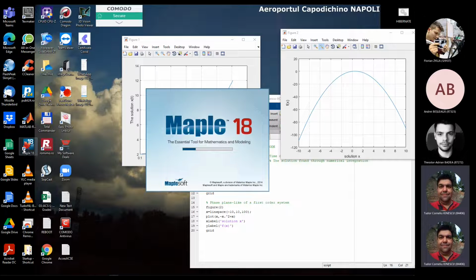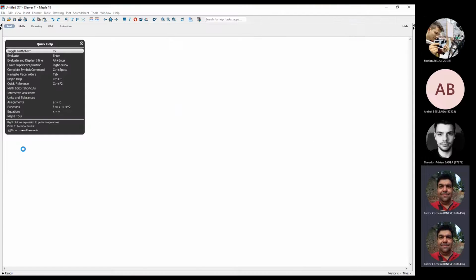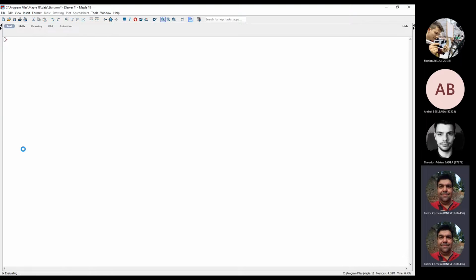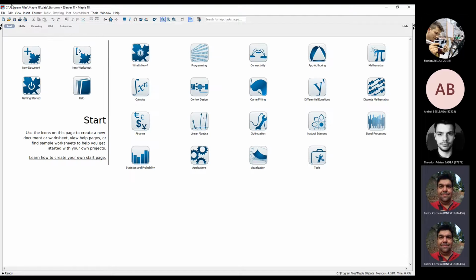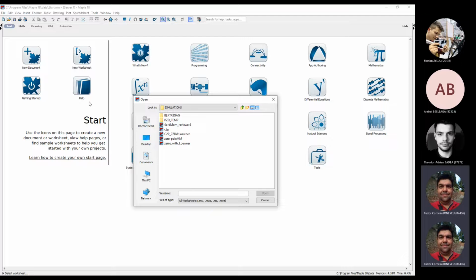Maple is made of packages, and in Maple you work with sheets just like in Excel. So these are called Maple sheets, not programs like in MATLAB, but Maple sheets. Okay, this is the interface. This is how it looks. Now I'll try to introduce this to you. Let's see if I can do that.